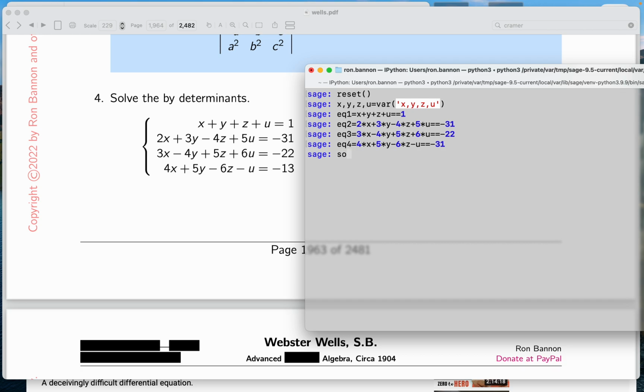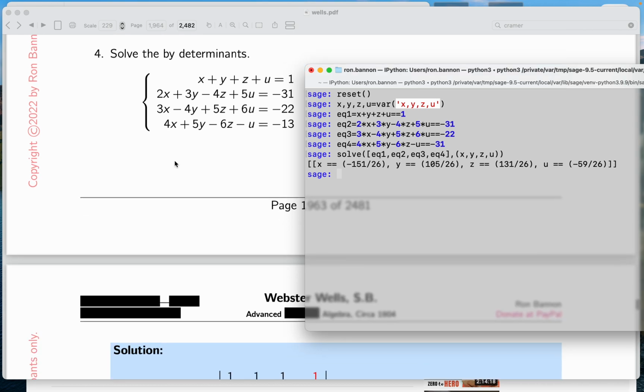So I'm going to solve. Hope I typed it in right? Solve. There's a listing of equations: EQ1, EQ2, EQ3, EQ4. There's 4 equations, and there's 4 unknowns. And I want to solve it for x, y, z, and u. And let's hope I made no mistakes in inputting it.